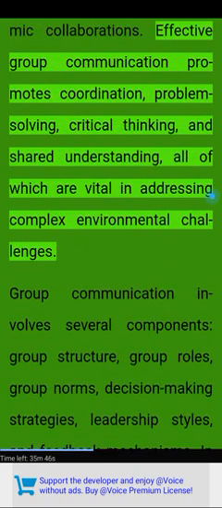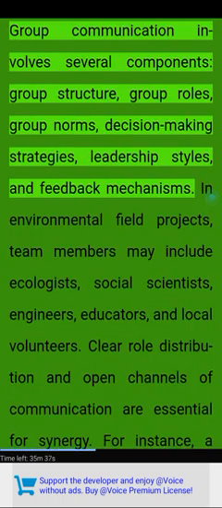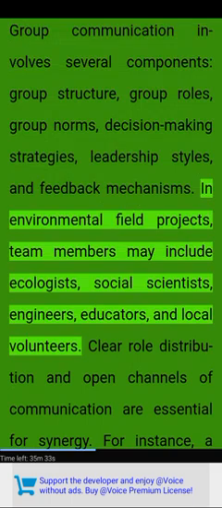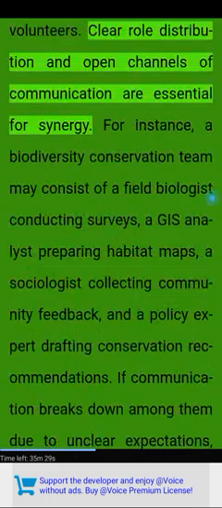Effective group communication promotes coordination, problem solving, critical thinking, and shared understanding, all of which are vital in addressing complex environmental challenges. Group communication involves several components: group structure, group roles, group norms, decision-making strategies, leadership styles, and feedback mechanisms. In environmental field projects, team members may include ecologists, social scientists, engineers, educators, and local volunteers. Clear role distribution and open channels of communication are essential for synergy.